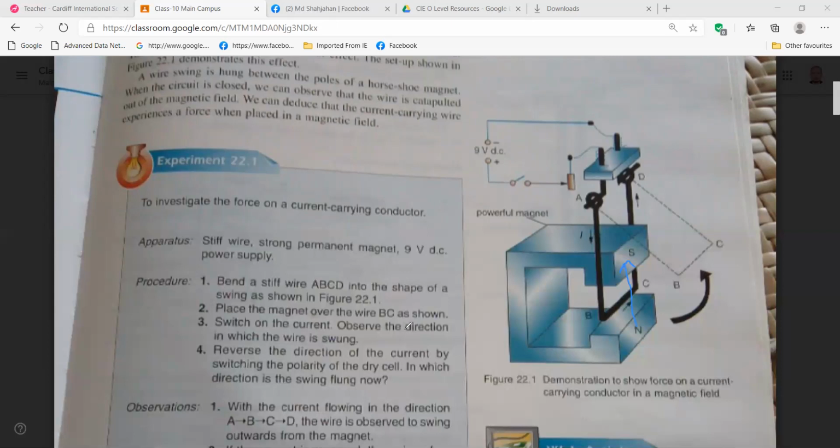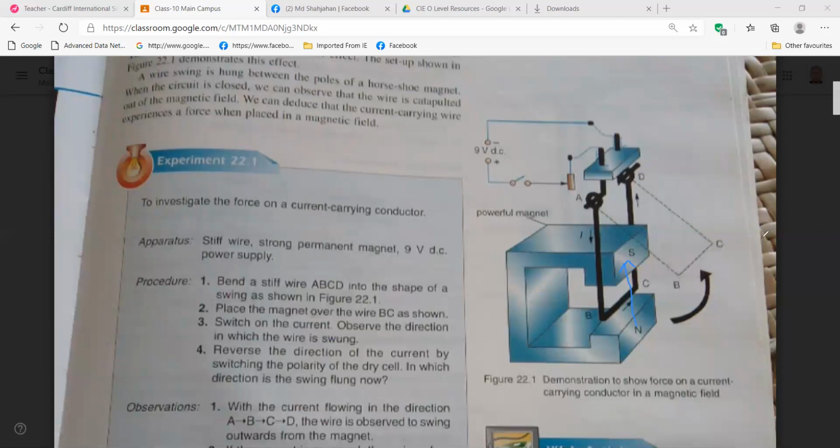Look, your field is going upwards. You keep your first finger upwards. Then you keep the current direction towards the page, towards the laptop, towards the mobile screen. Then your thumb will be right side. That means the force is working right side, the motion is right side. So the motion of the conductor will be like this. It will go up.